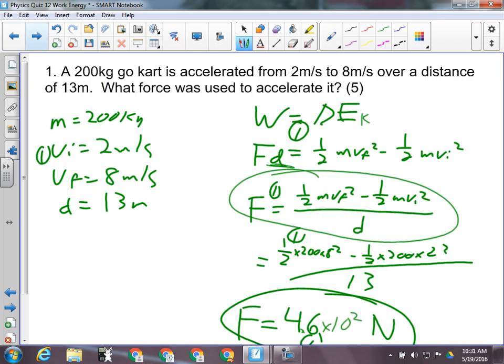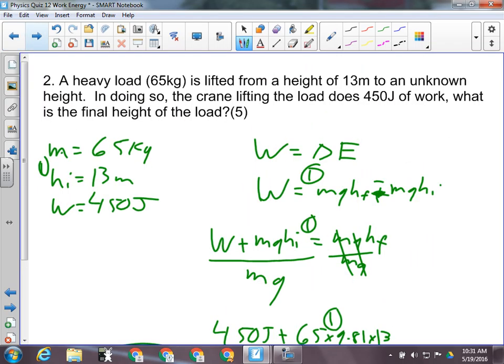All right. For our second question, give them a mark for their givens. The mass is 65 kilograms. It's raised from a height of 13 meters to some unknown height. Okay, and the work done in doing that is 450 joules. So if I've already got the work in here, am I going to be dealing with force and distance? No, because I already know what they multiply together to produce.